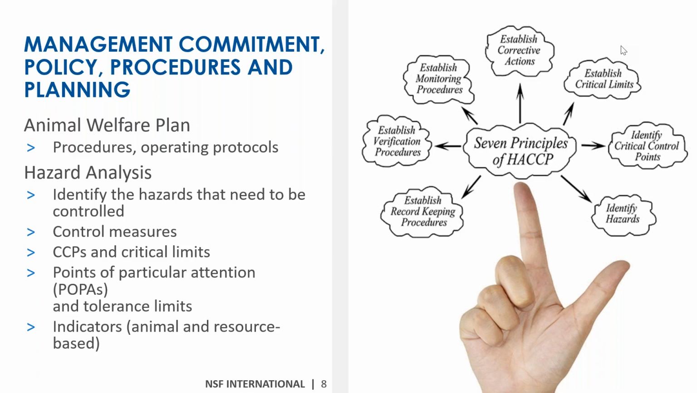Sometimes facilities find that a very useful approach, and hopefully we've identified a couple of examples that make sense for you. But if not, they don't have to be used. And then the last bullet on that slide is determining what your indicators are to let you know whether or not you're addressing the hazards that you have identified appropriately. Those indicators can be both animal-based or resource-based, and I'll give you a few examples of those a little bit later too.